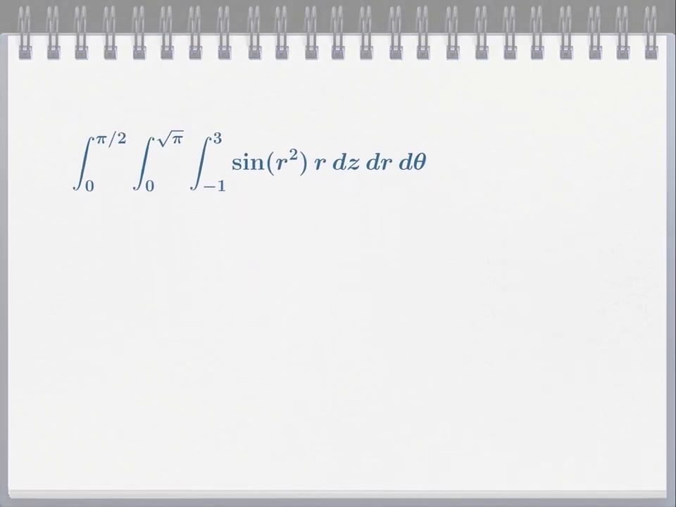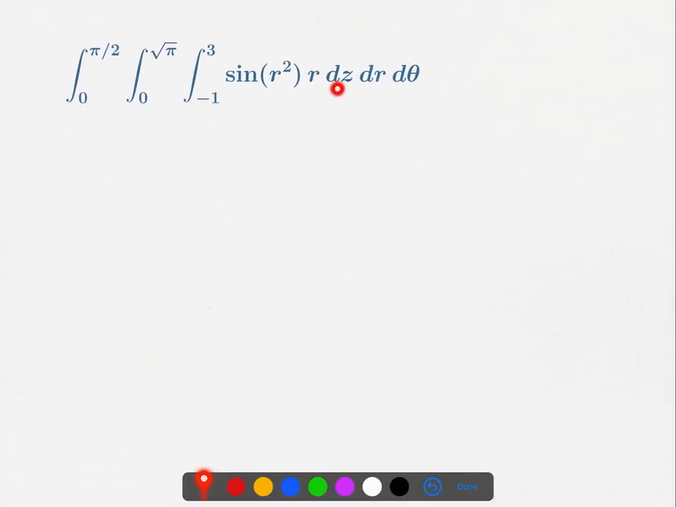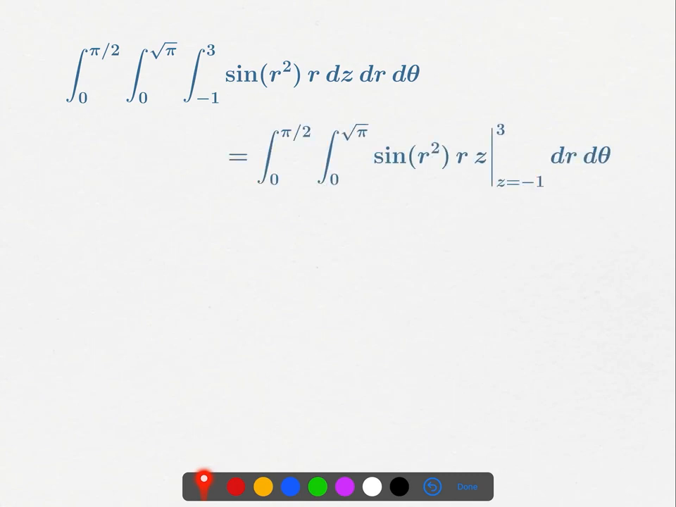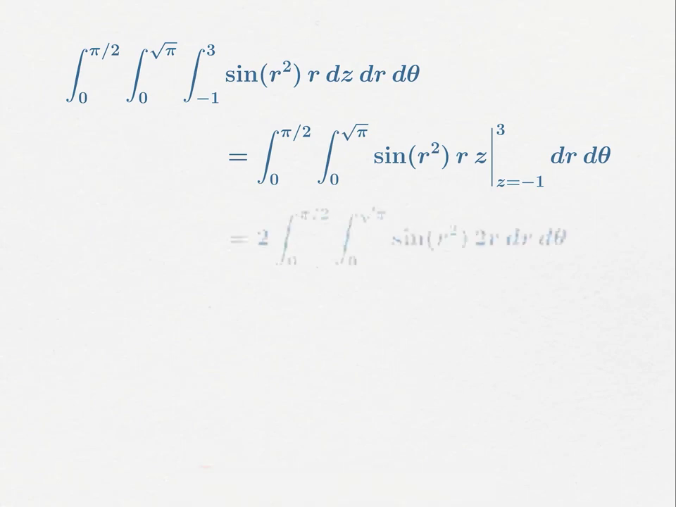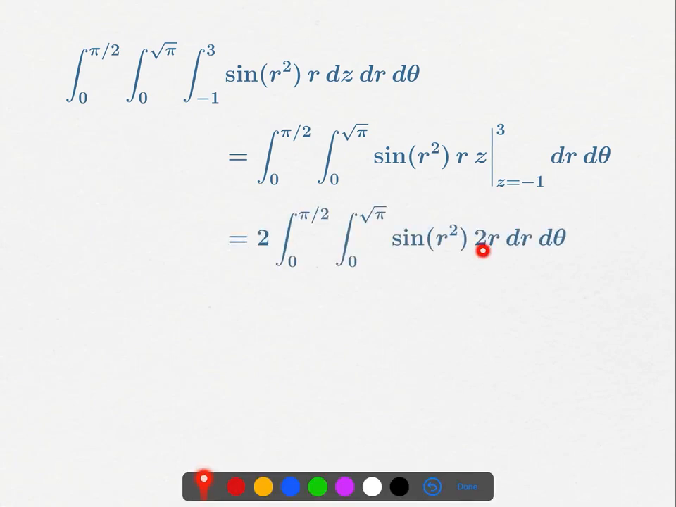So let's go ahead and do that. We're integrating with respect to z first, so this is just a constant. And we're going to evaluate z from minus 1 to 3. You can see we just get 3 minus a negative 1, or 4. So this is going to end up being 4 sine of r squared r. Okay, I'm going to write that in a little different way. I'm going to put 2 here and 2r here. So this 2 times 2 is the 4 we got from evaluating z from -1 to 3.